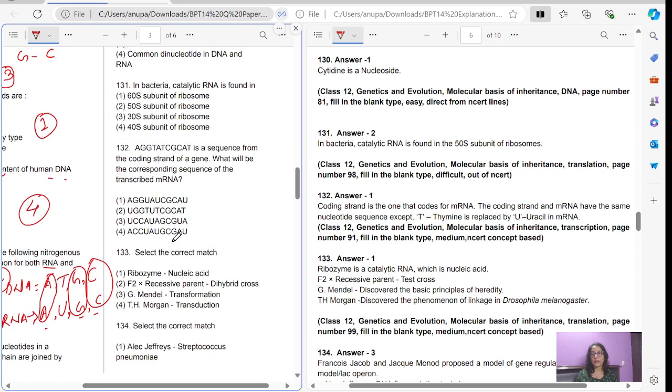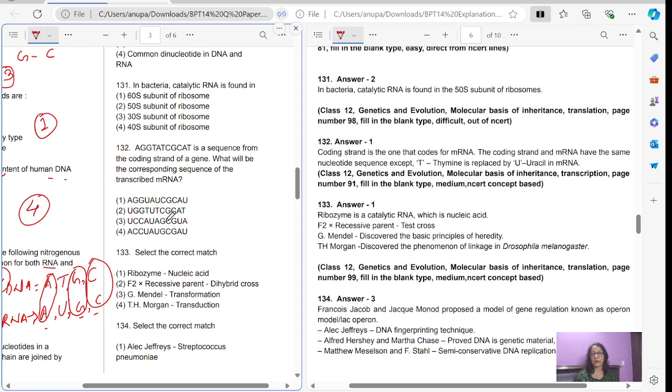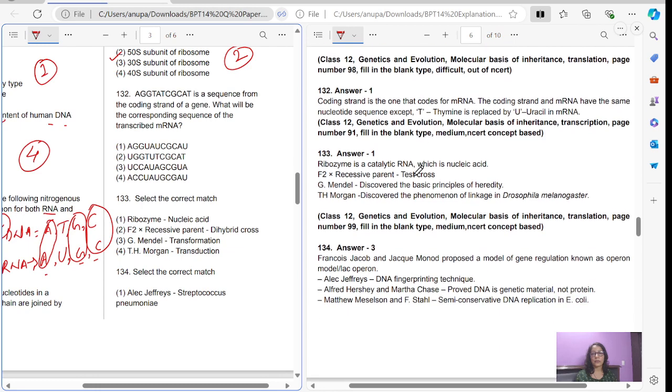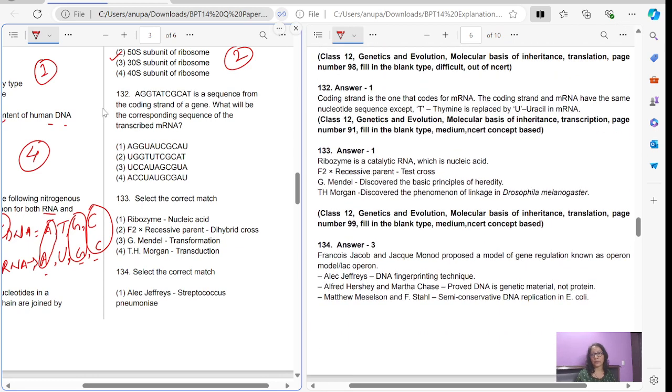Now let's move to question number 131. It states that in bacteria, catalytic RNA is found in... In bacteria, catalytic RNA is found in the 50S subunit of the ribosome. So the answer will be option number 2. This is also a memory based question.